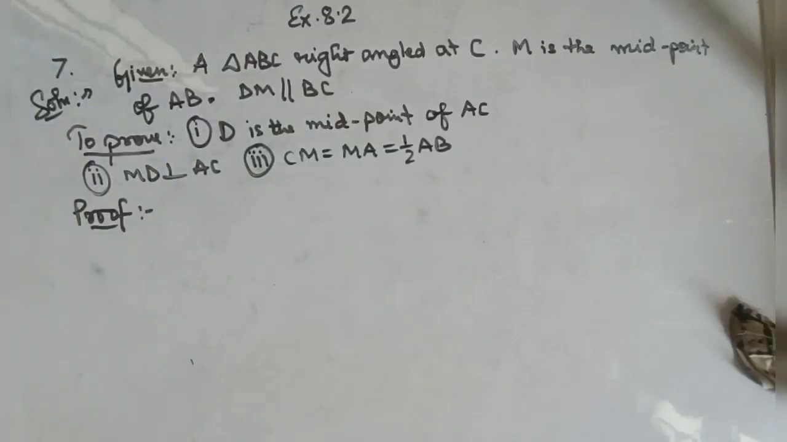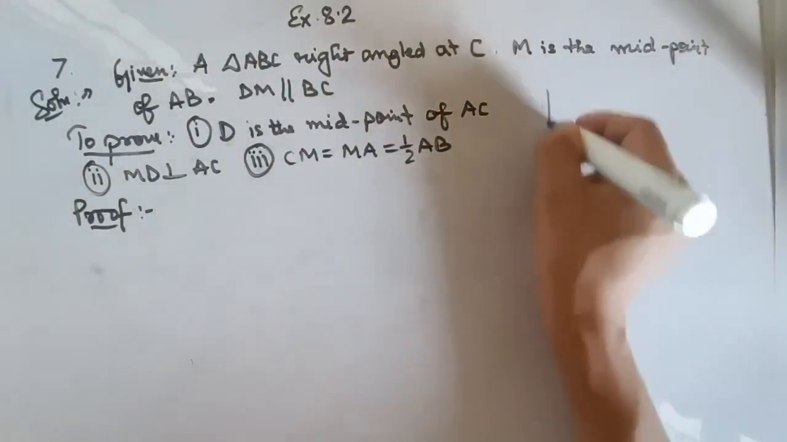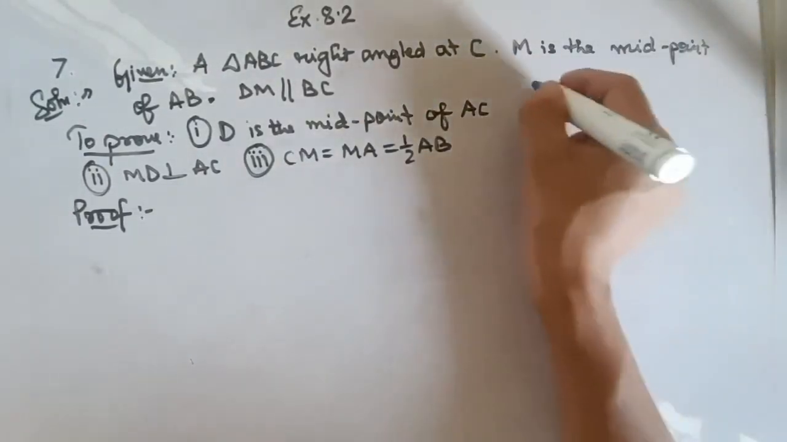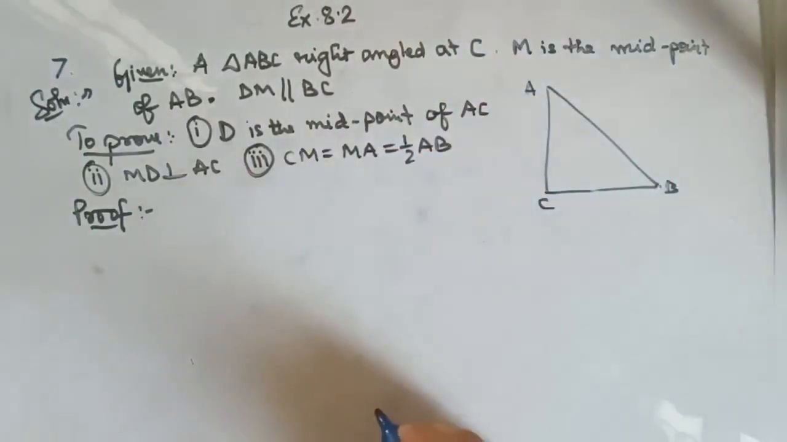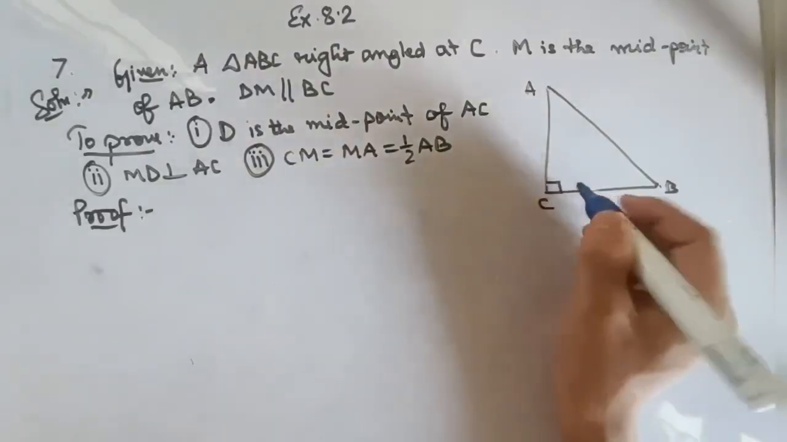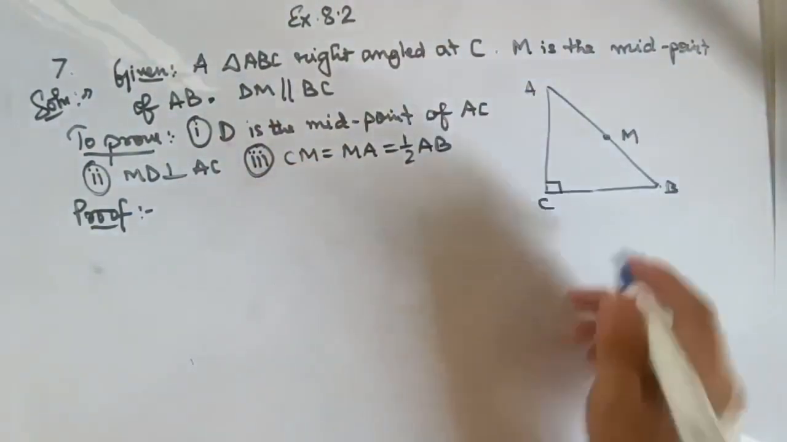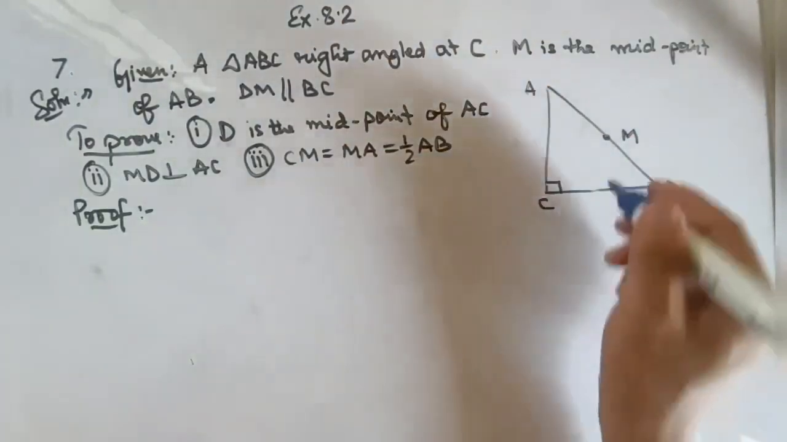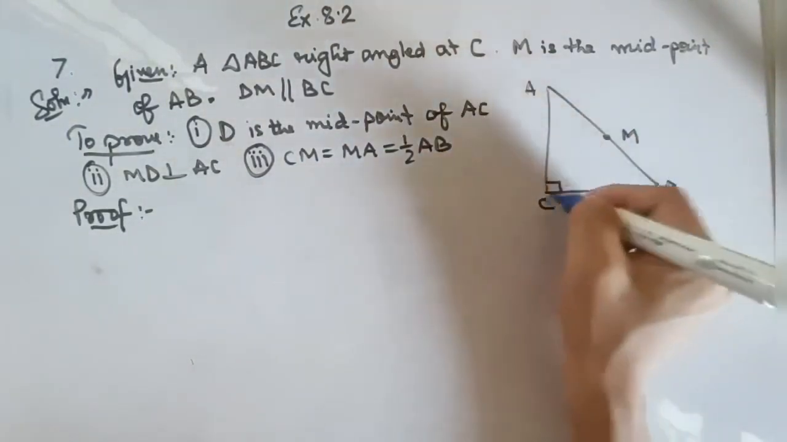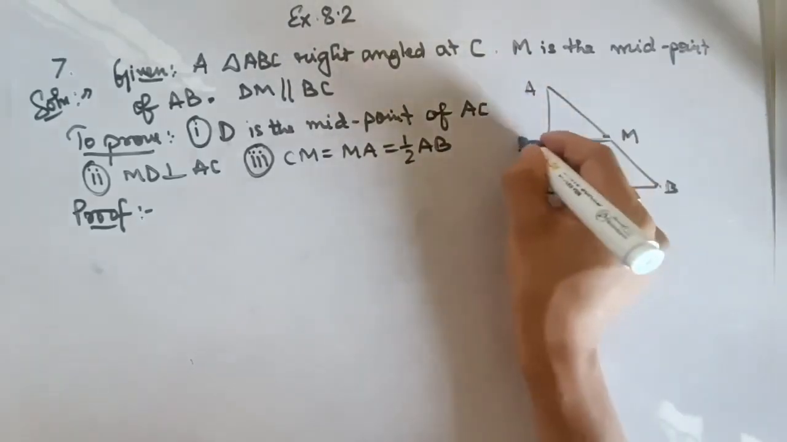So, solution to exercise 8.2, question number 7. It is given that ABC is right angled at C, and M is the midpoint of side AB, and DM is parallel to BC. Let us first draw the figure. Triangle ABC is a right angle triangle at C, and M is the midpoint of side AB, that is the hypotenuse AB. DM is parallel to BC.